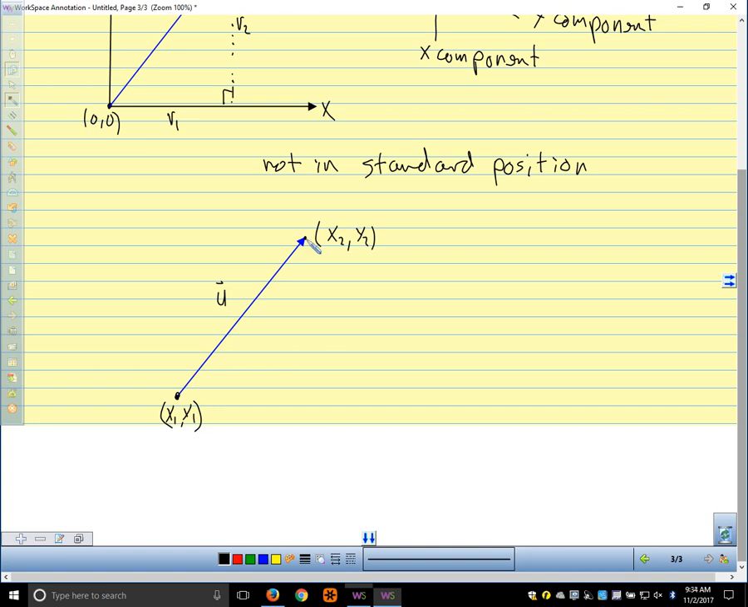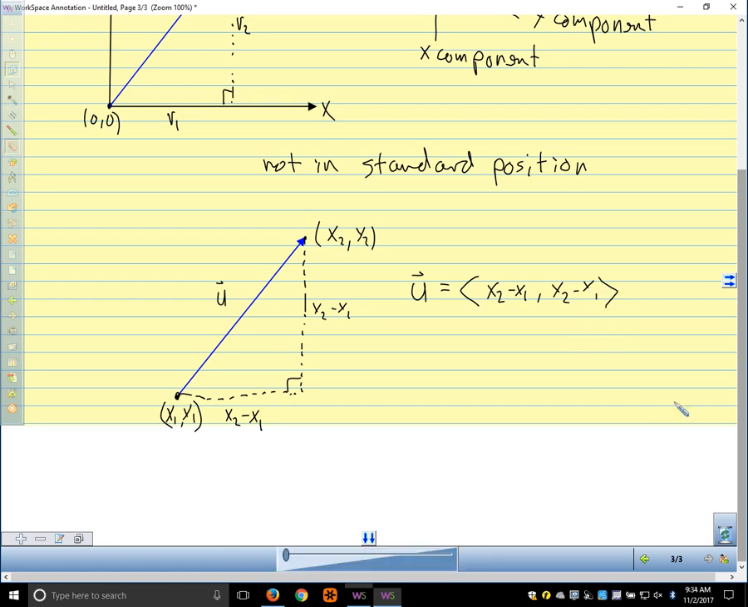Well, what we're going to do here is exactly what we did with our vector in standard position. We're going to make a little triangle. This side of the triangle is x2 minus x1. This side of the triangle is y2 minus y1. So we can say u in component form is x2 minus x1, comma, y2 minus y1. And that would be vector u in component form.